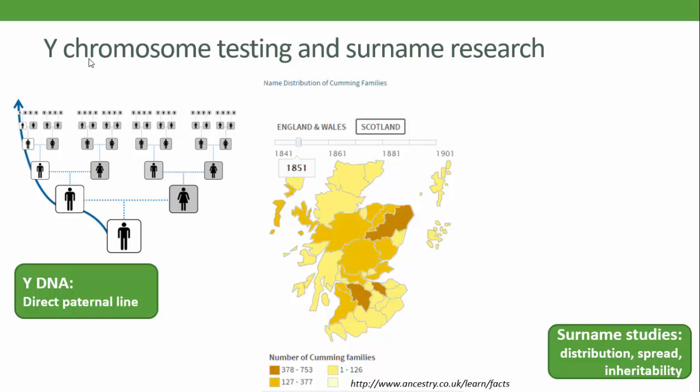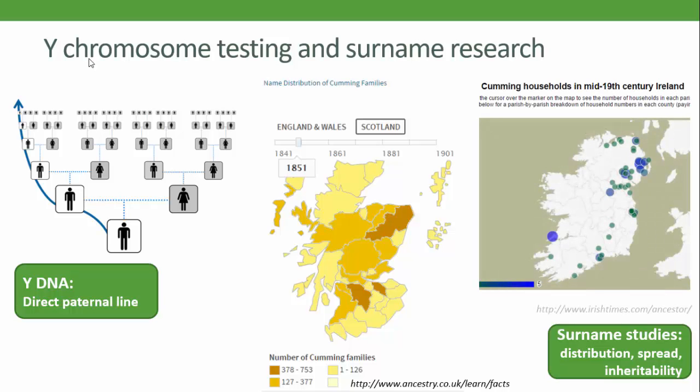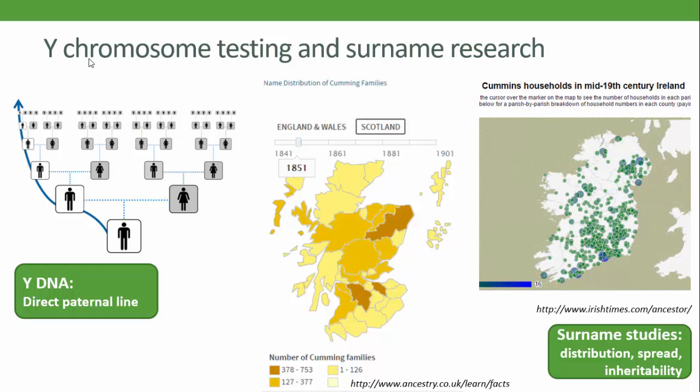Here we can see a map showing the distribution of an interesting Scottish surname, Cumming, in the middle of the 19th century. And here is the same surname around the same time in Ireland, showing an interesting distribution that might suggest a connection with settlement around the time of the plantations. While this map, for the very similar surname, Cummins, shows a very different distribution, suggesting that there may be more than one origin for these names in Ireland, and DNA can help explore these origins. We will be coming back to the Cummings later in the talk.